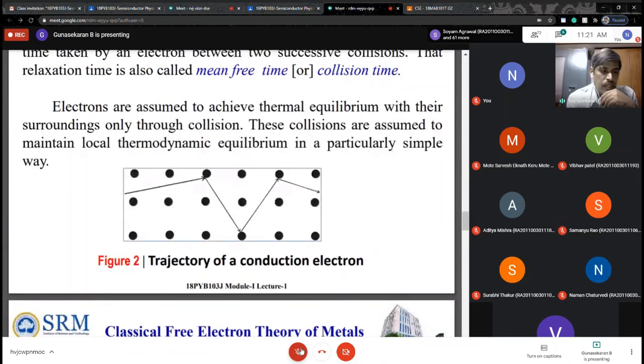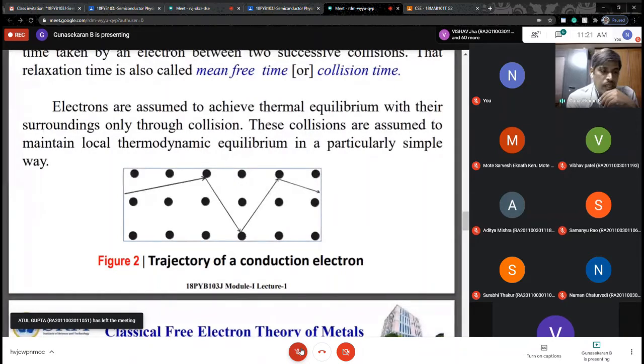So that equation successfully explained the electrical conductivity of the metals. And similarly, they went on to develop the Wiedemann-Franz law. They took the thermal conductivity. Both are successfully explained by this classical free electron theory. Okay, so that is a success.